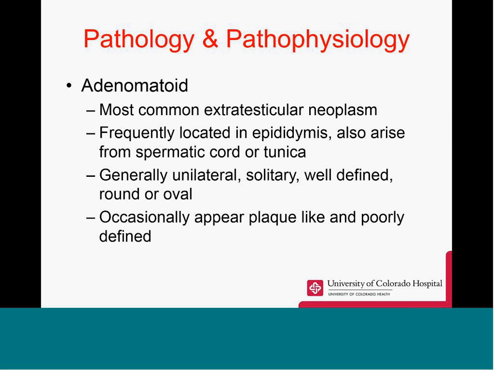Now we'll go over some testicular tumors. These are extratesticular, and adenomatoid is our most common extratesticular neoplasm. It's frequently located in the epididymis, but it can also arise from the spermatic cord or tunical layers. It's generally unilateral, solitary, well-defined, and either round or oval in shape. It occasionally appears plaque-like and poorly defined.